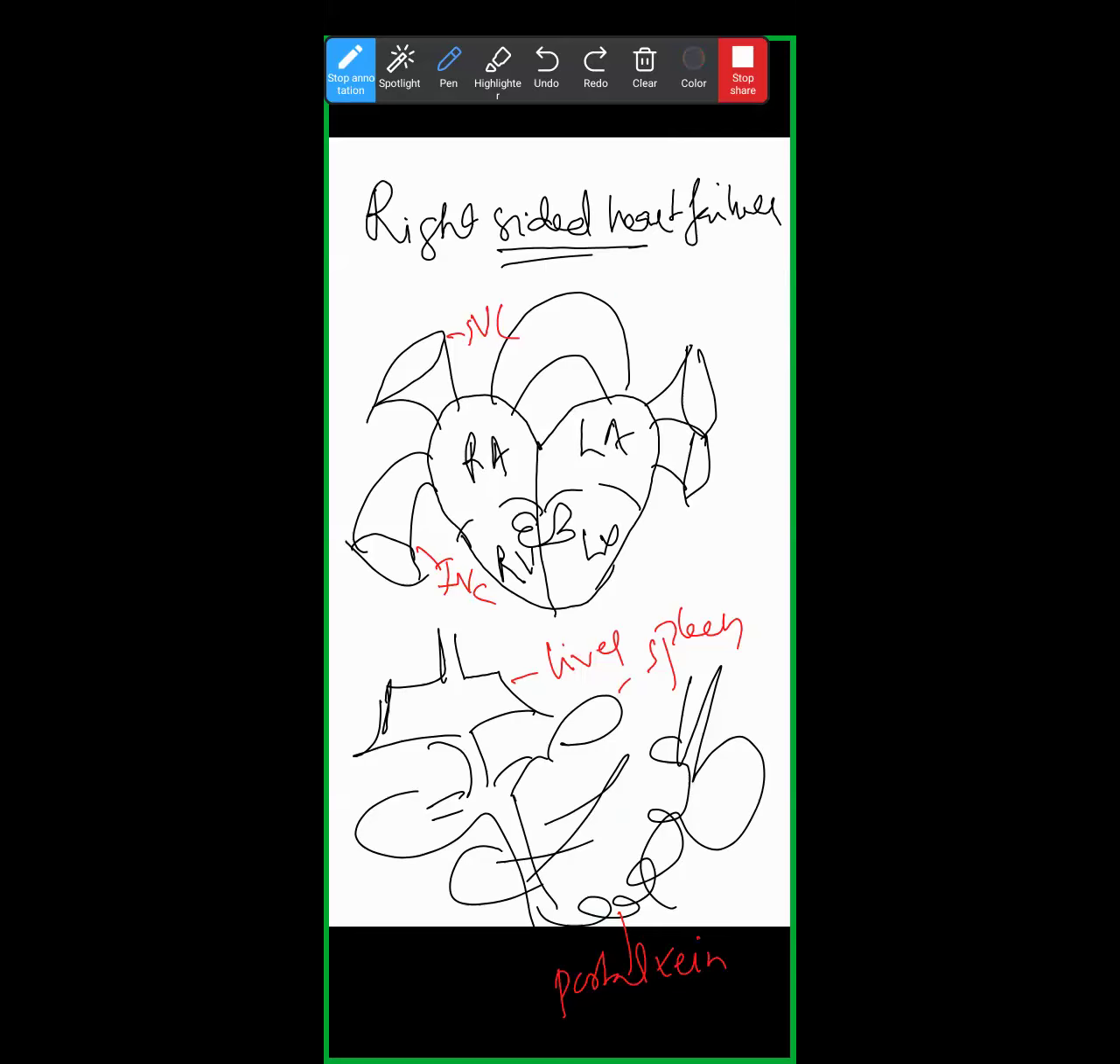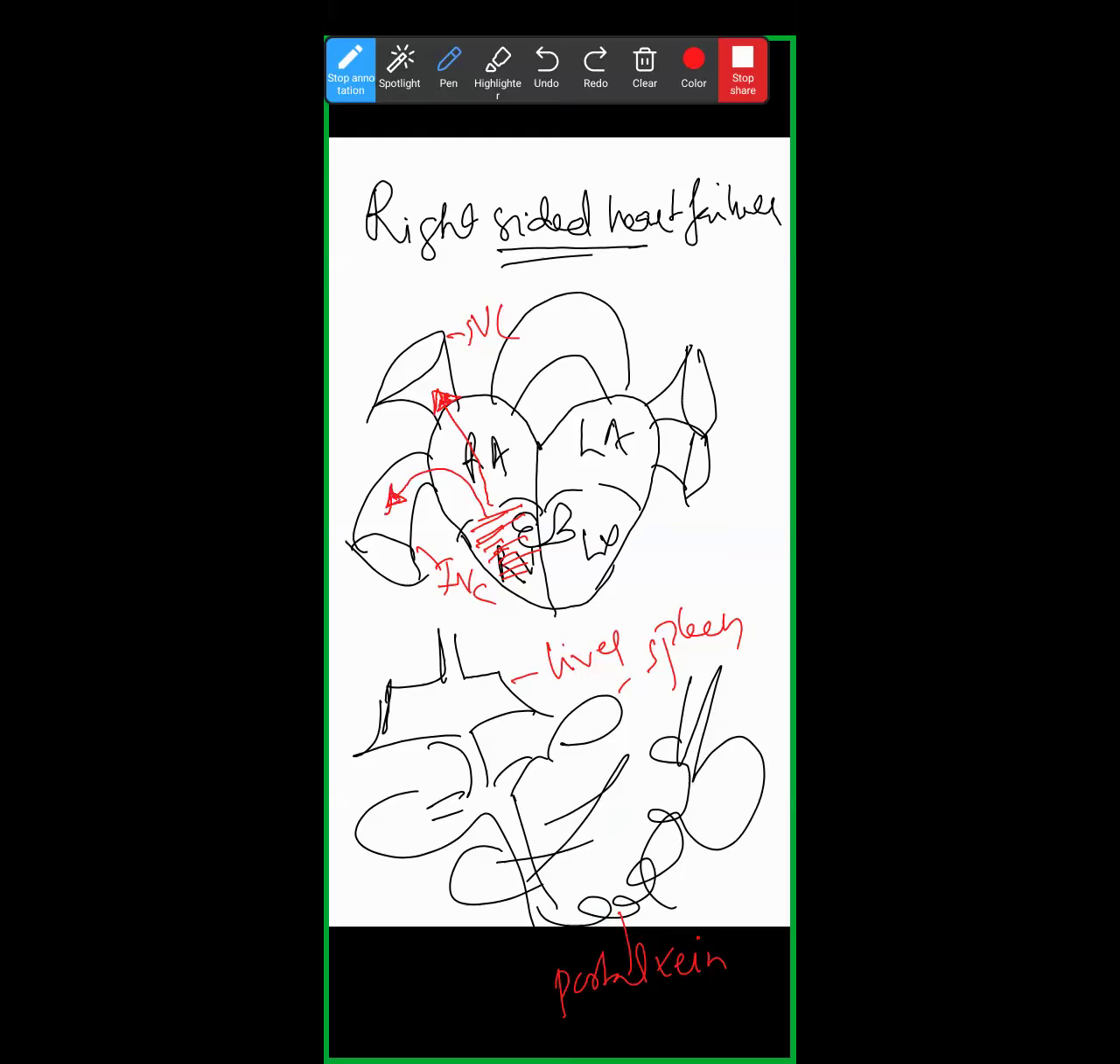Just listen very carefully. Right-sided heart failure, you want to remember right ventricular failure. The right ventricle fails to contract. So as a result, what will happen? This will backflow to the right atrium, then to the superior vena cava. Moreover, this also will backflow to the inferior vena cava.